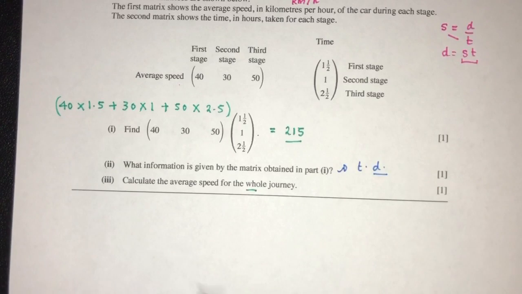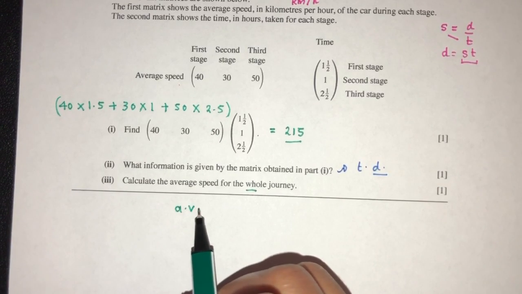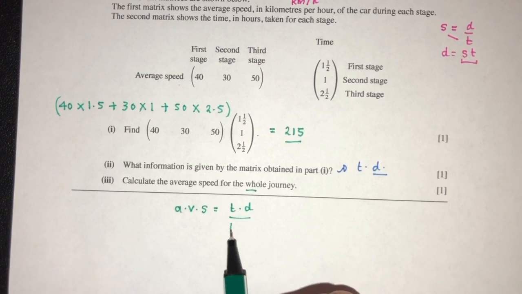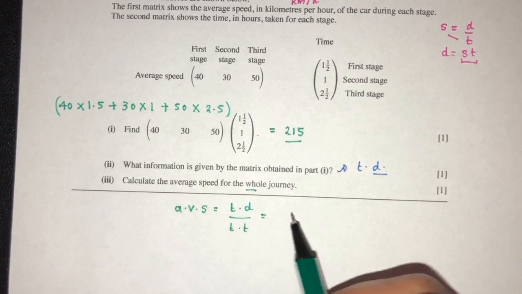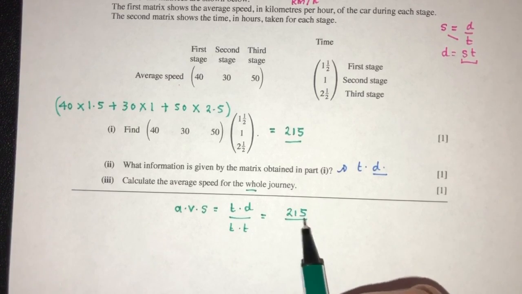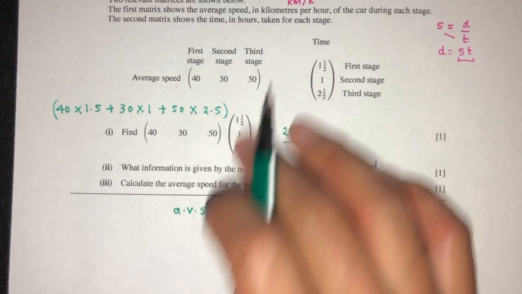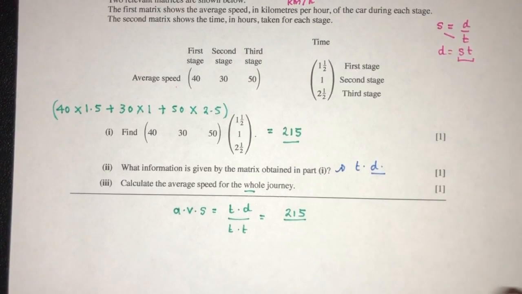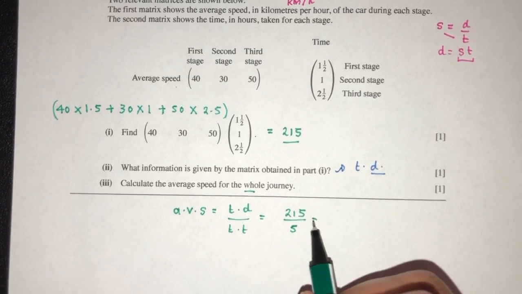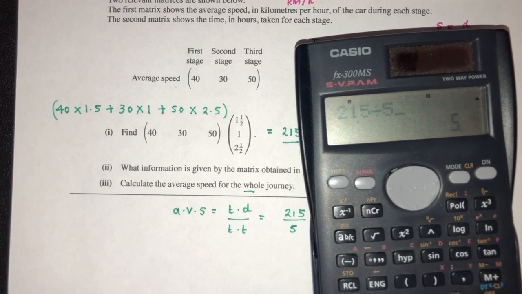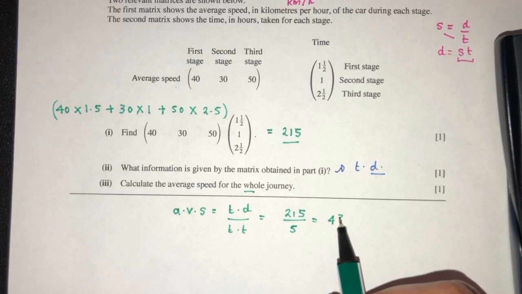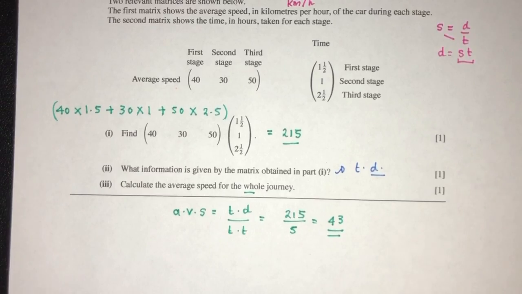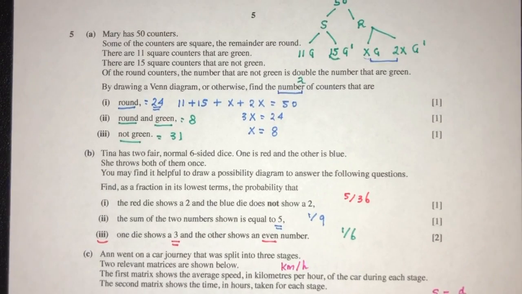So how do you find average speed? Pretty easy. Average speed is the total distance over total time taken. So total distance is 215. Now what is the total time taken for the journey? We have to add everything together. So 1.5 plus 1 plus 2.5, that should be 5, right? So 215 divided by 5, that will be 43. Okay, so 43 will be the average speed for the whole journey, and that is your question number 5.